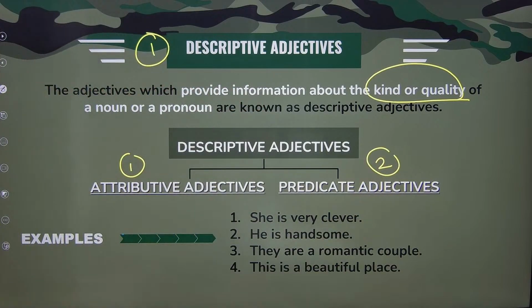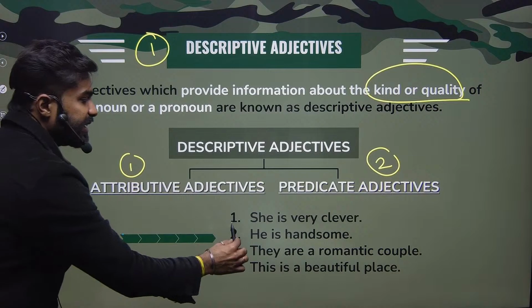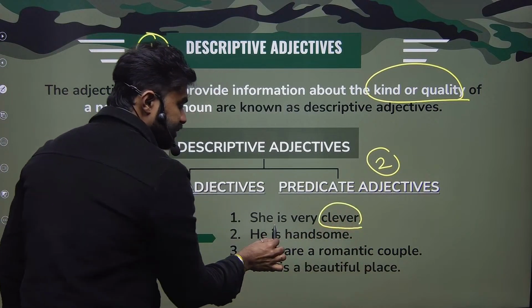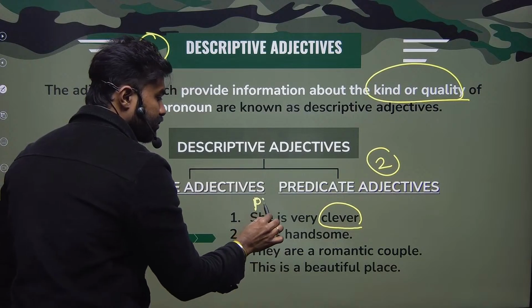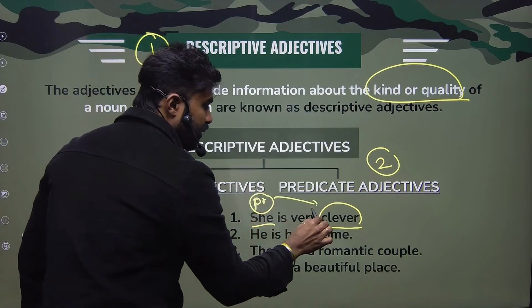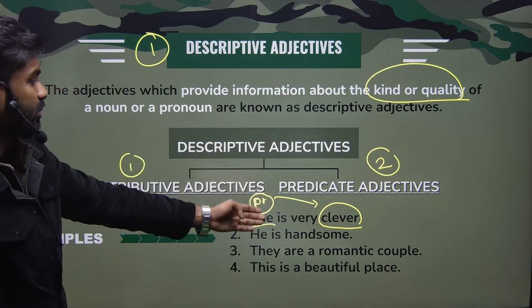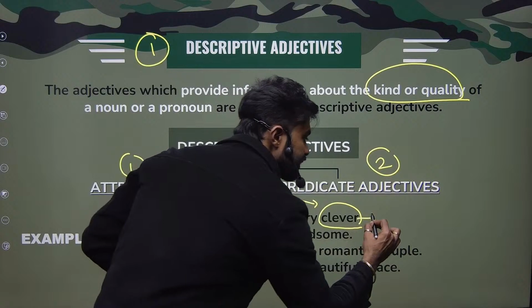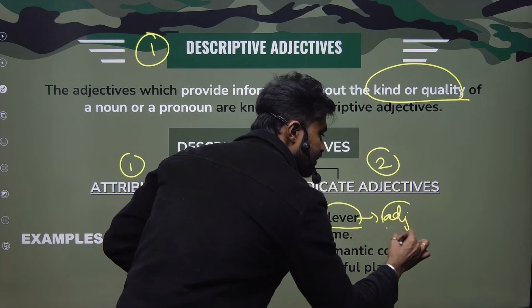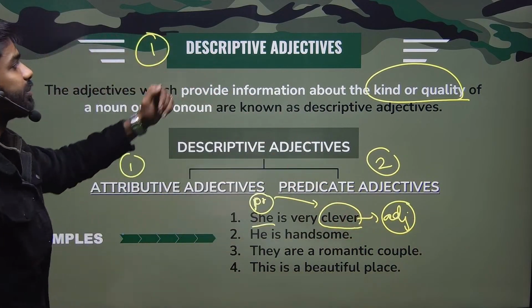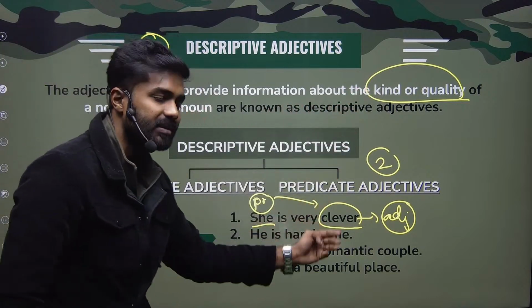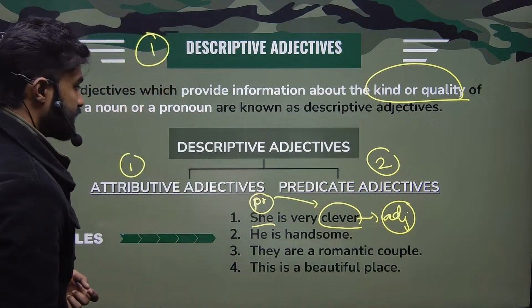See, for example, she is very clever. She is my pronoun. And how is she? What kind of girl, what kind of person she is? She is clever. So this clever is an adjective. To be very precise, it is a descriptive adjective. Why? It is talking about the quality. She has this cleverness. All right.